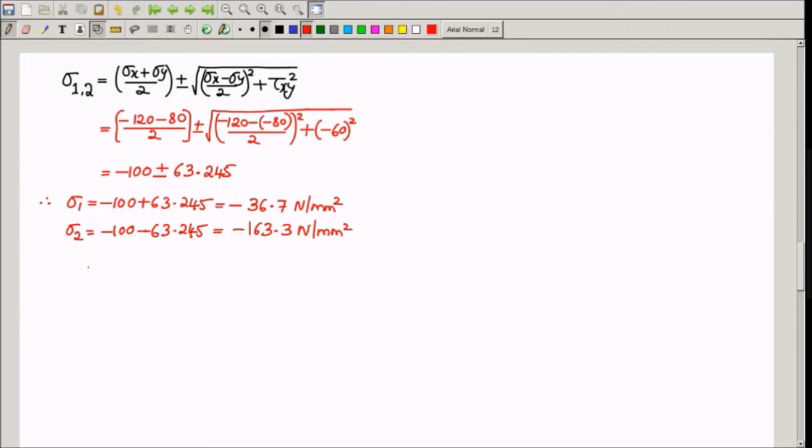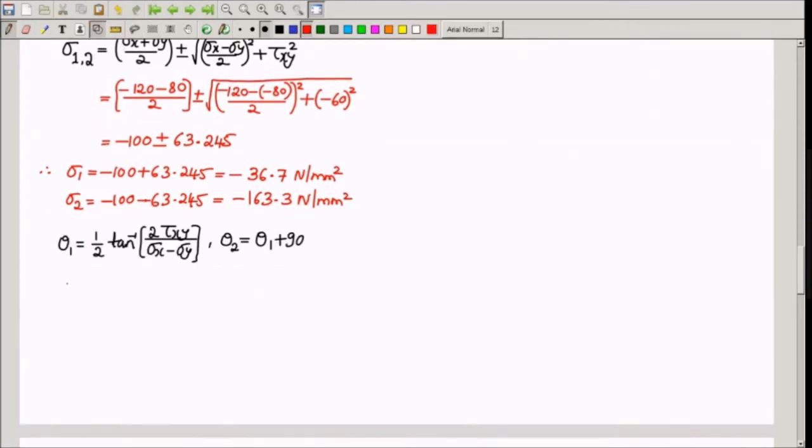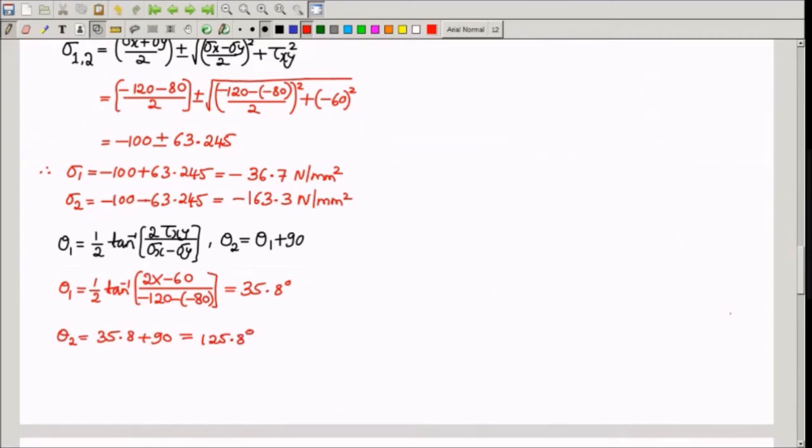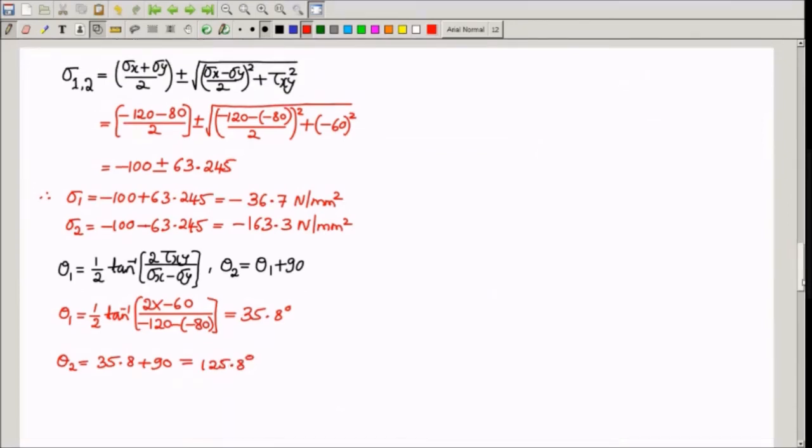Let us find out principal planes. Theta 1 is half tan inverse of 2 into minus 60 divided by sigma x, which is minus 120, minus of minus 80. So if you calculate this, it comes out to be 35.8 degree, and theta 2 is 35.8 plus 90, which will be 125.8 degree. So we have found out the orientation of principal stresses also.